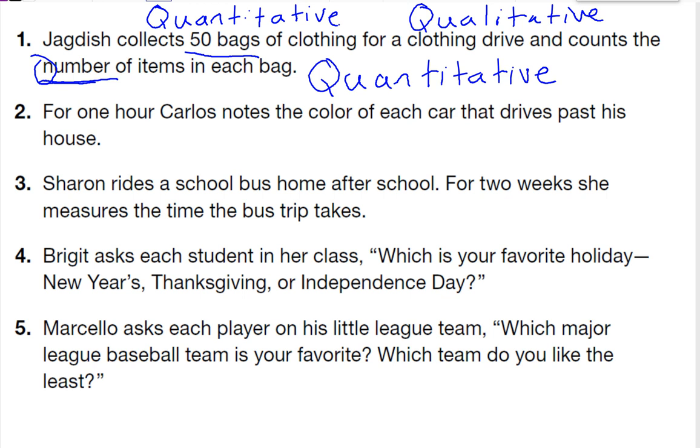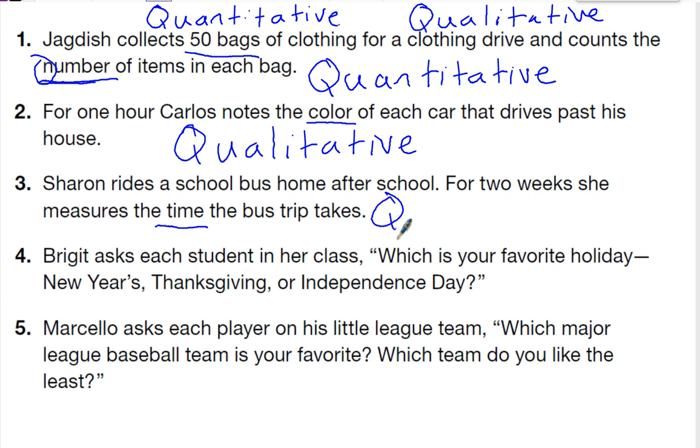Okay. So this next one, for 1 hour, Carlos notes the color of each car that drives past his house. Since we're doing colors, that means that is a label, or it's qualitative. Okay, because label, L. Sharon rides a school bus home after school. For 2 weeks, she measures the time the bus trip takes. Well, time is a number, so that's going to be quantitative. Okay, remember quantitative, N for number.